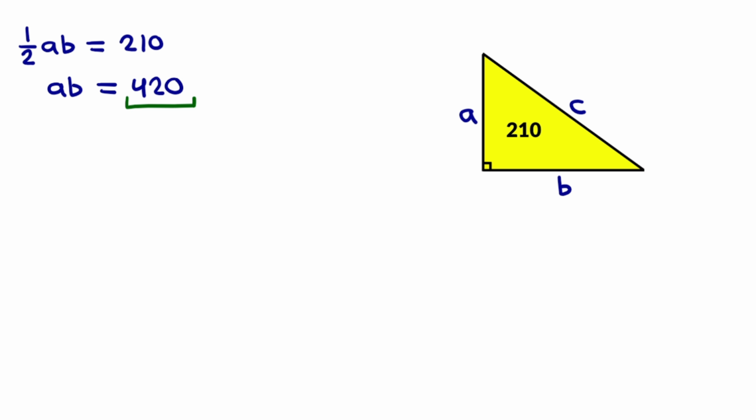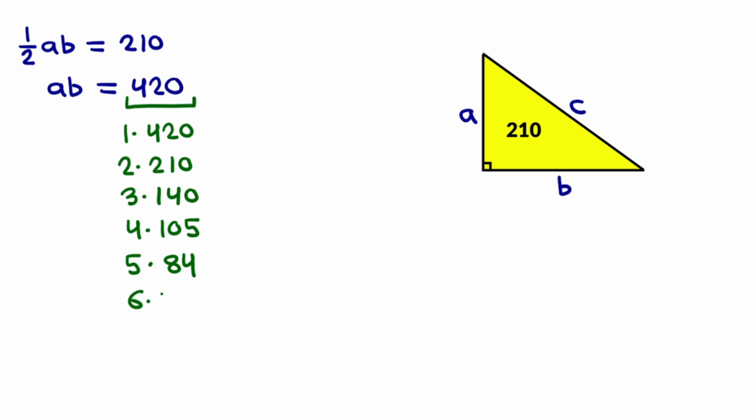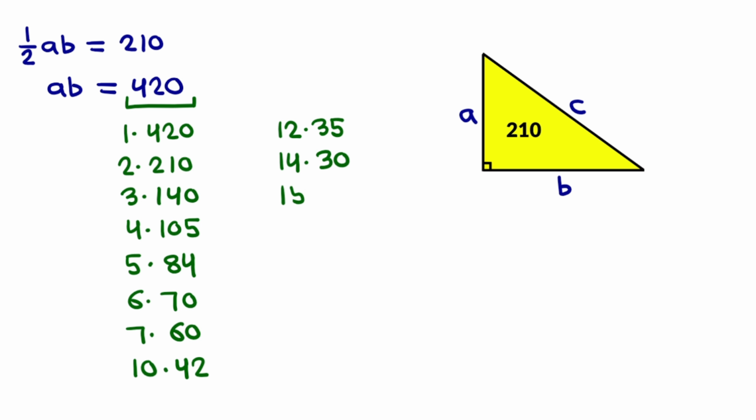The possible pairs are 1 and 420, 2 and 210, 3 and 140, 4 and 105, 5 and 84, 6 and 70, 7 and 60, 10 and 42, 12 and 35, 14 and 30, 15 and 28, and finally, 20 and 21. That gives us 12 possibilities.